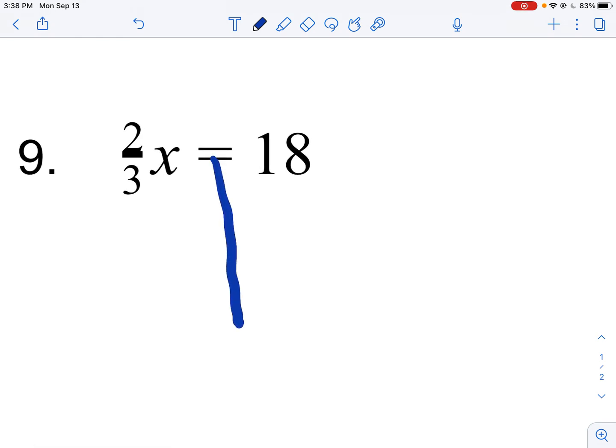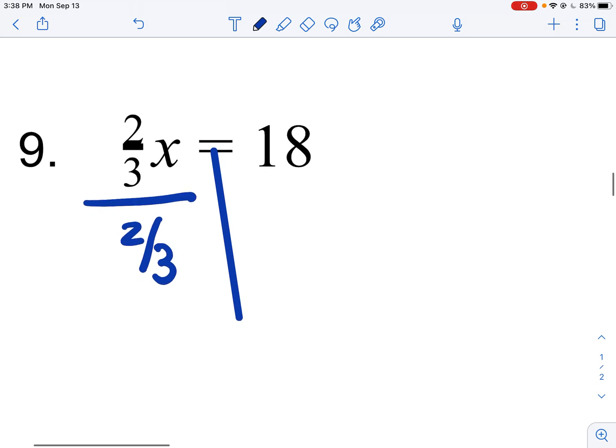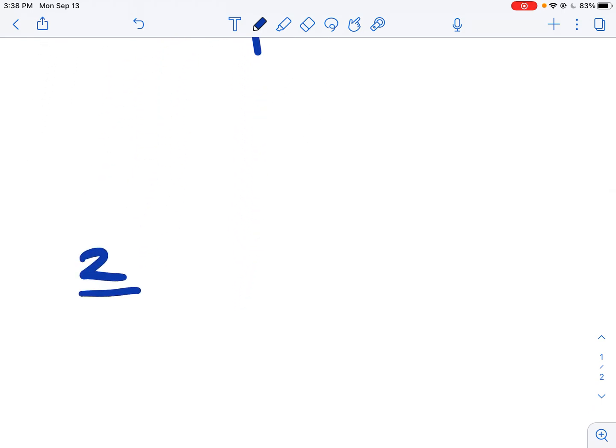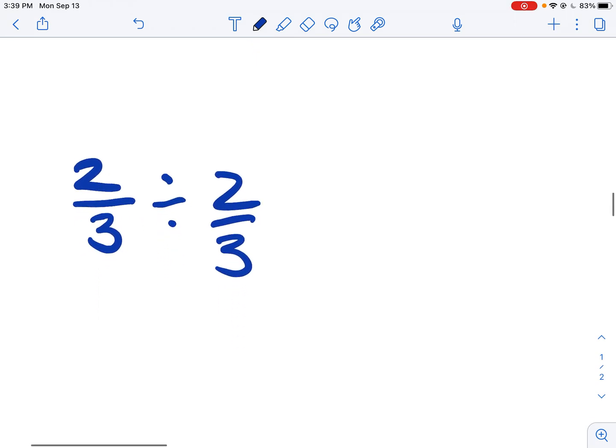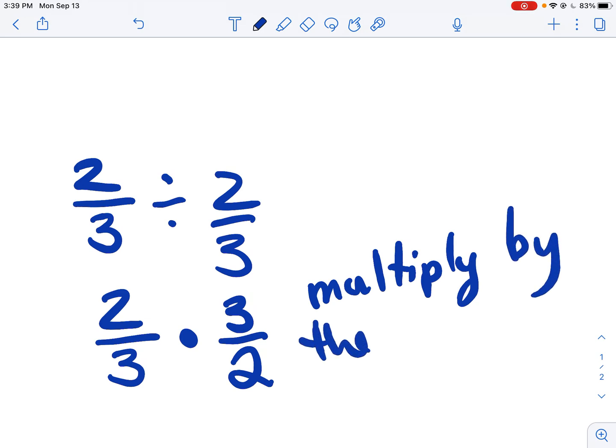Number 9. Now, some of you are going to tell me to divide by 2/3. Well, the problem is with fractions, we can't divide fractions. If I took 2/3 and I divided by 2/3, you can't do anything. So what you really do is you take the first one, you make it multiplication, and you multiply by the reciprocal.